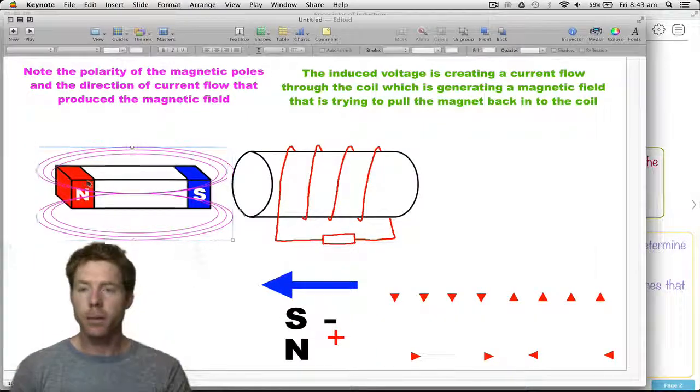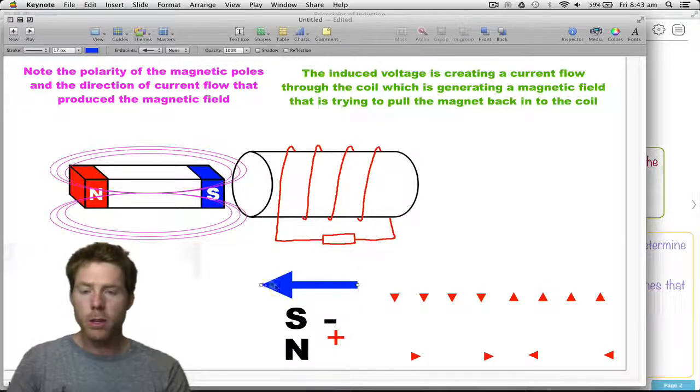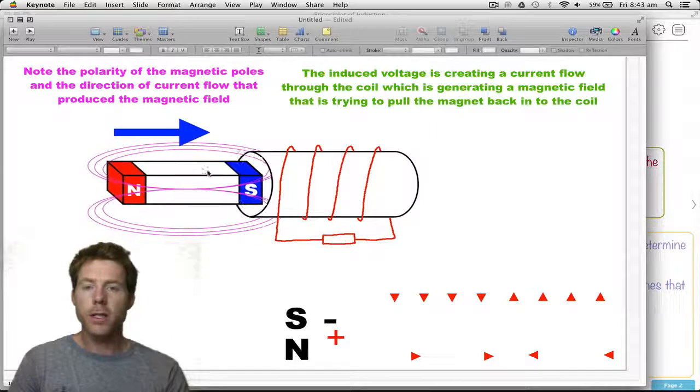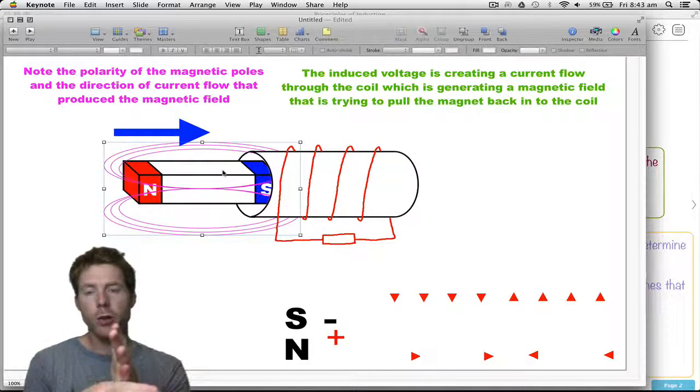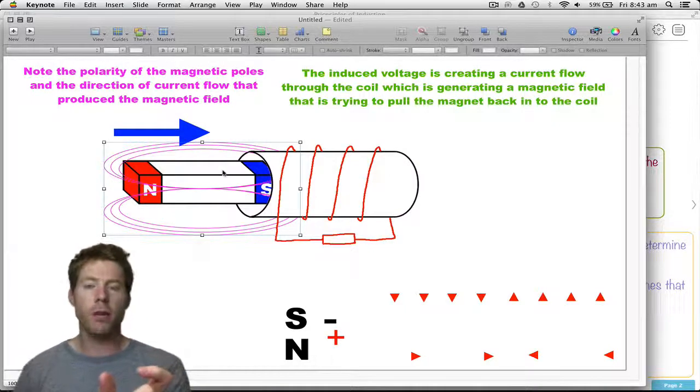So let's have a look at that here. We push the south in, so let's grab this. This is the way that I'm going to be pushing it in. Notice the south pole is coming in first, and this is moving in through here. It cuts through those wires. It induces an EMF, or a voltage, into those wires.